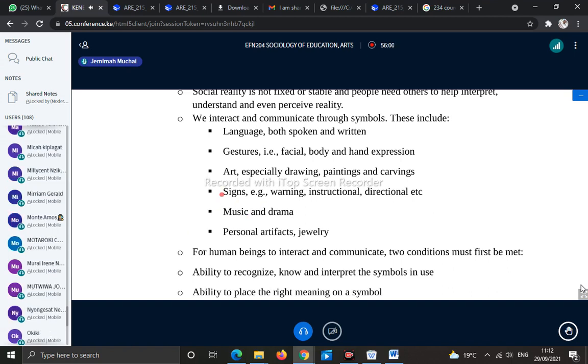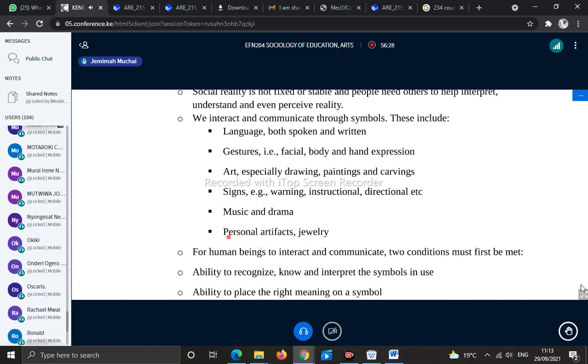Those are symbols. Then we have music and drama. Music is full of symbols. The language that is used is symbolic, or the meaning of this music may be symbolic. The drama also may be symbolizing something that is happening in life. That is symbols.